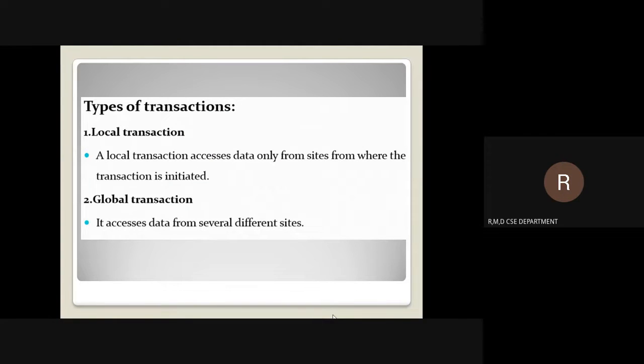First, we'll learn about the types of transactions. There are two types of transactions. One is a local transaction and another one is a global transaction. A local transaction accesses the data in the site where the transaction is initiated. Where the transaction is executed in the same site itself, and the data is available there, that transaction is called a local transaction. If a transaction is accessing data from several different sites other than the site from which it is initiated, that is called a global transaction.